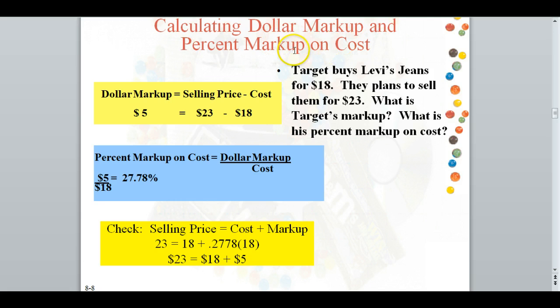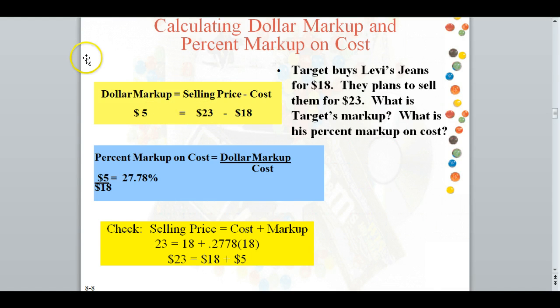Calculating dollar markup and percent markup on cost. So let's look at an example here. Target buys Levi's jeans for $18. So Target's buying these jeans from some other company for $18, okay? And they want to sell them to you for $23. So what is Target's markup?